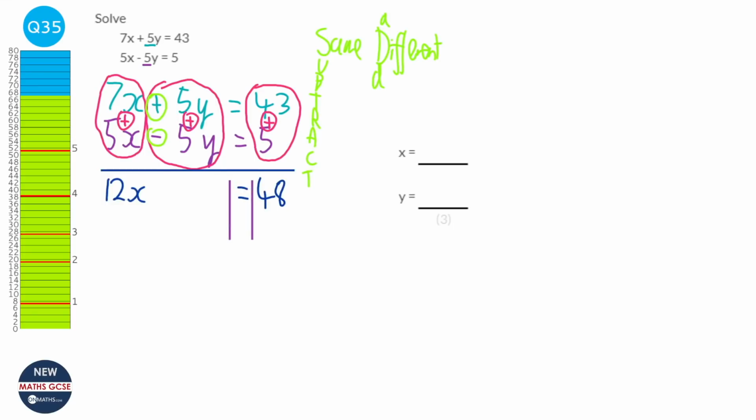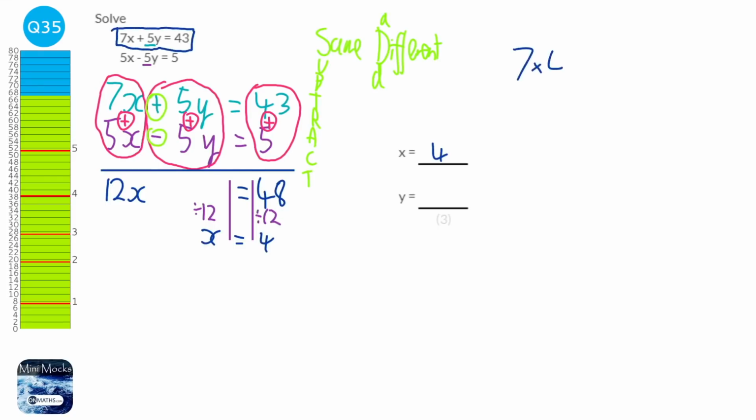Get my lines in to solve it. So we're going to divide both sides by 12. And we get x equals 4. Now that is only one solution. We've got to find out what y is. So what we're going to do is we're going to substitute that 4 into the first equation. So we've got 7 times 4 plus 5y equals 43.